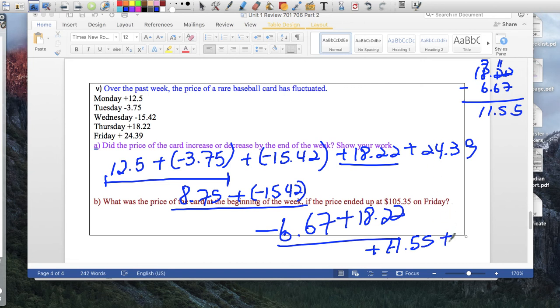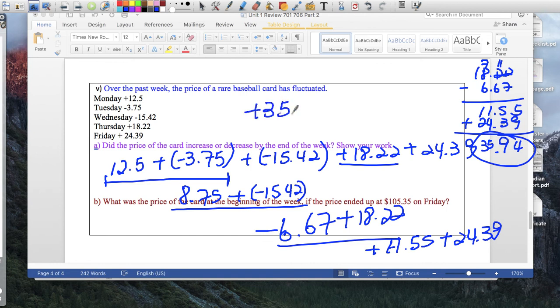And the last day, plus 24, it went up even higher. So that's a good story. And I can actually use this 24.39. If I add, I get 14, 9, 5, 35. So at the end of the week, my card was a positive 35.94. So when you're writing the sentence, you need to write the word increase or decrease, depending on what you get here. So in this case, we have a positive 35.94.